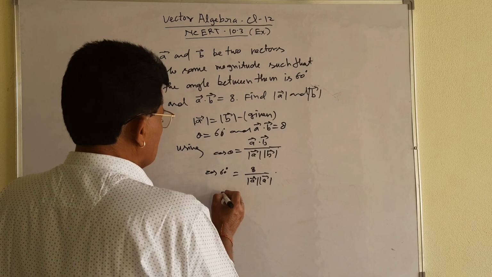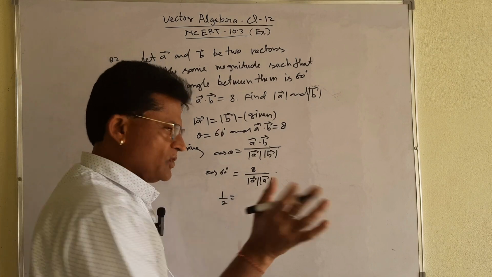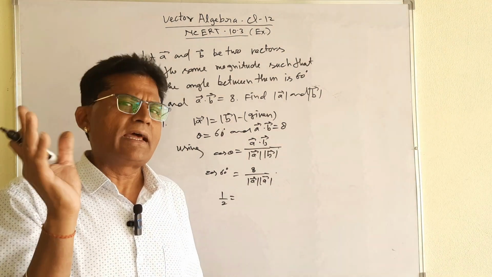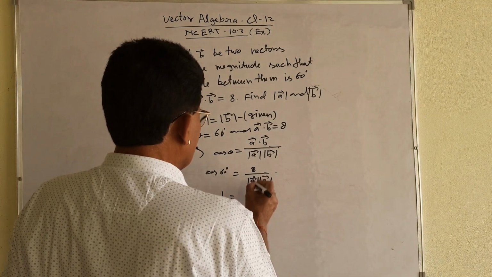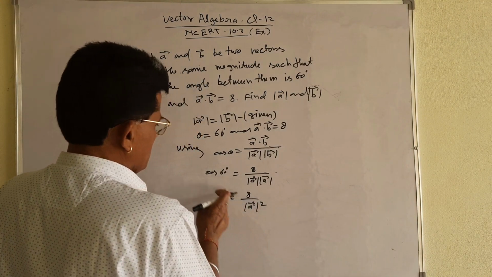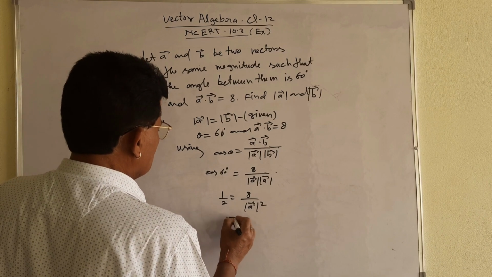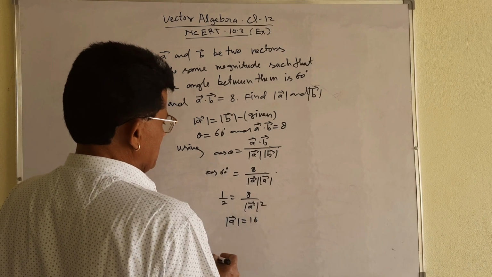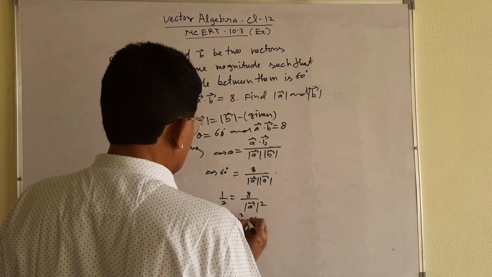Okay? That is why cos 60 degrees is 1 upon 2, you know. You have studied it in Class 10, the trigonometric table. Okay? 8. And it will be magnitude of A square. My dear student, cross multiplication you can take, it will be 16. And 16 means, what does it mean?